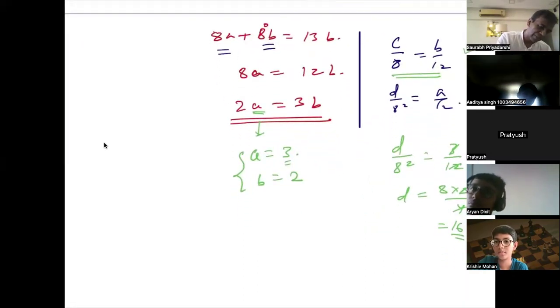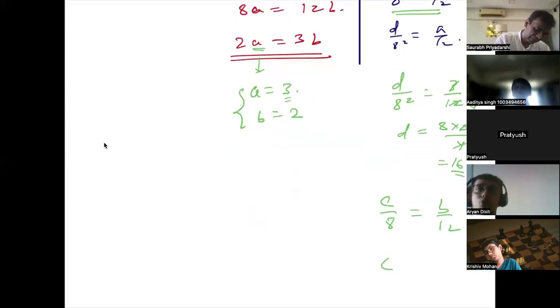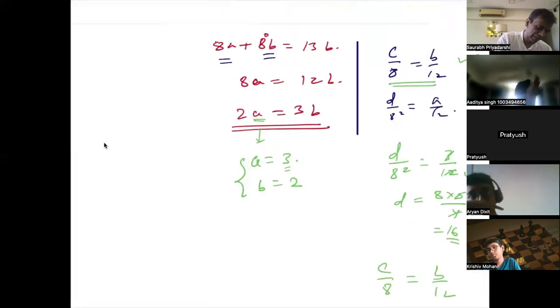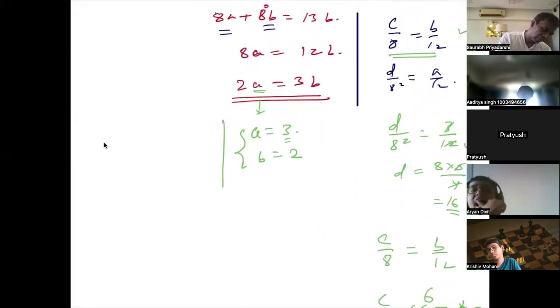If I'm getting C by 8 is equal to B by 12, then this B is the same number, 48. If I'm getting B as 2, then C is equal to 4 by 3, that is 8 by 6. So this is not coming as integers. So it's not possible for this number. Now go for the second one.